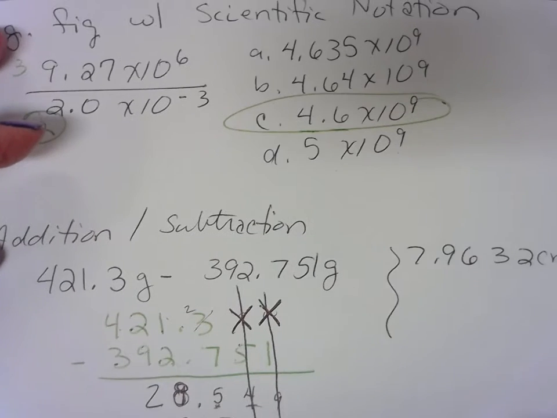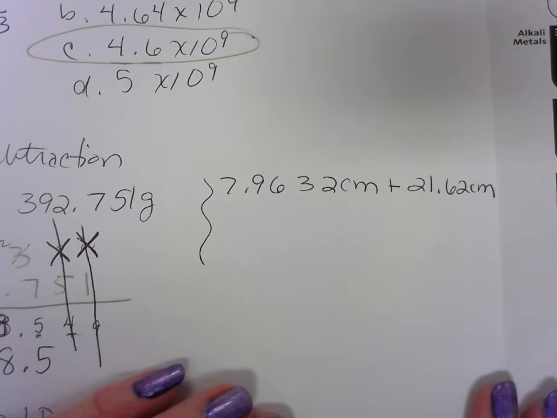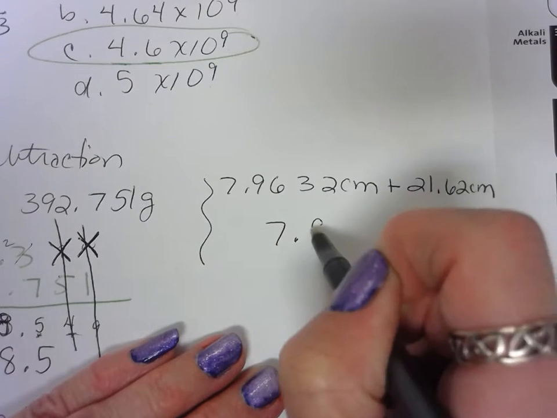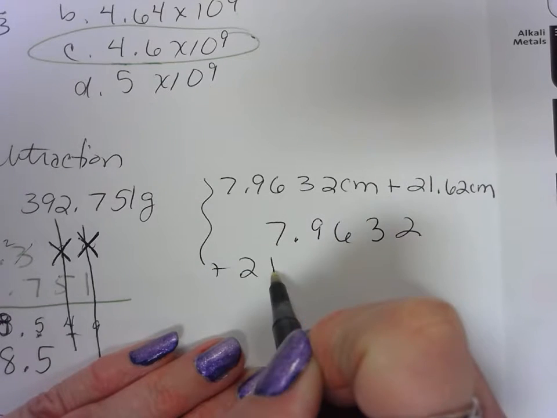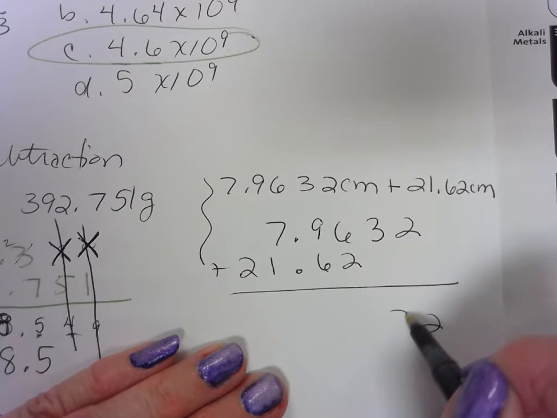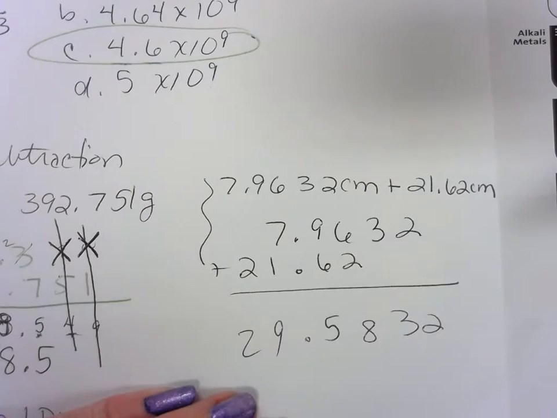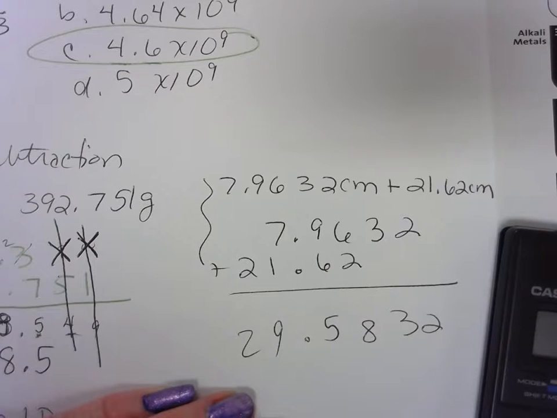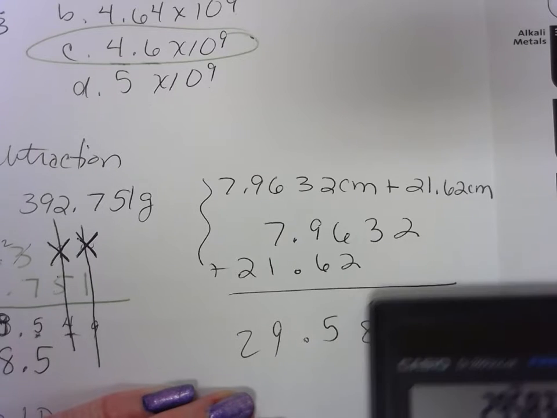Okay, now I've got an addition problem, and we'll see if I can actually do some addition here. 7.9632 centimeters plus 21.62 centimeters. All right, a 2, a 3, a 6, and 2 is 8, 15, 9, 2. Use this calculator again because you know how I am. 7.9632 plus 21.62. Whoops, I actually got one right.